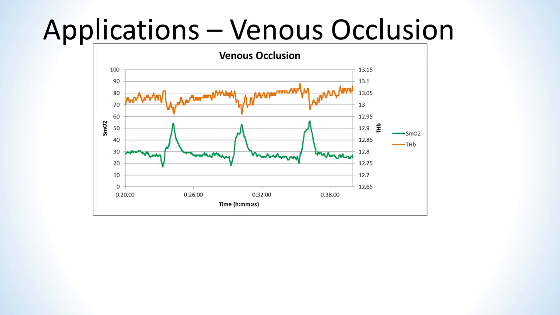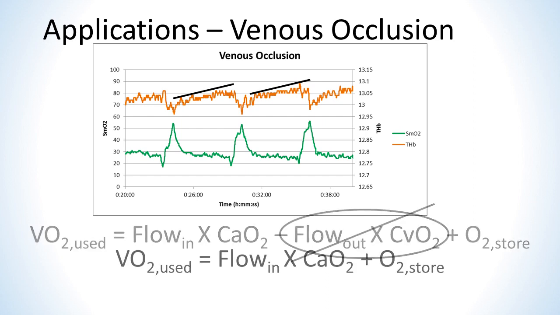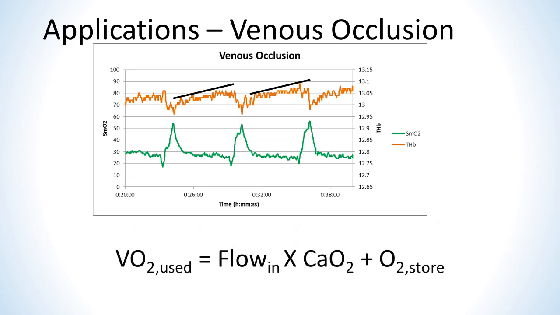In previous lessons, we've looked at how a venous occlusion shows up as a steady increase in THB. This is caused by muscle tension restricting blood outflow. This can also be considered in terms of the muscle VO2 equation. In this case, the blood outflow goes to 0 or at least becomes smaller than the blood inflow. So the equation reduces to the inflow and the storage term. It's possible for SMO2 to remain relatively steady for a short period of time during a venous occlusion because of the blood inflow.